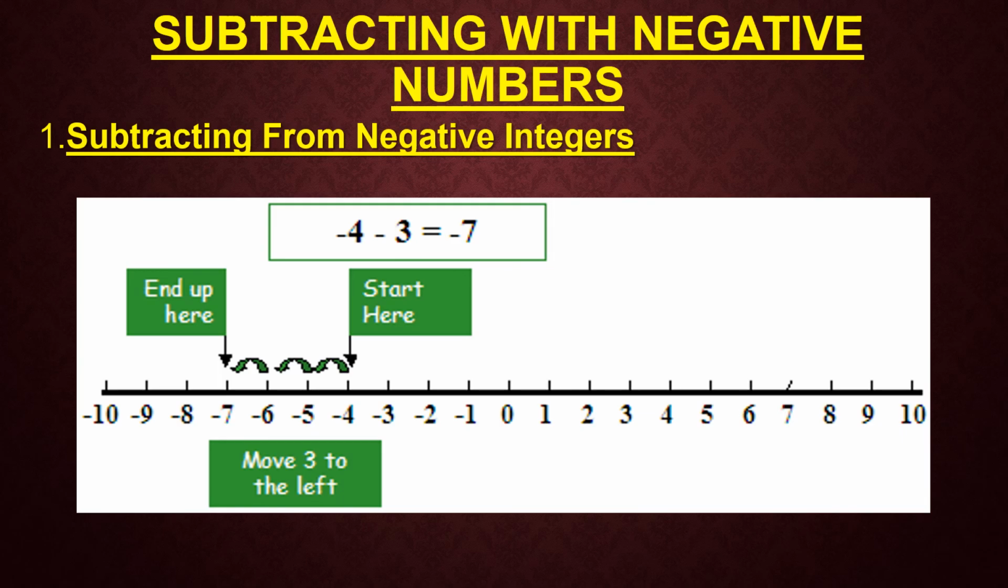We are subtracting 3 from minus 4. So we will start with the point minus 4 on the number line. When subtracting positive numbers using a number line, we move left on the line. So we will take 3 jumps towards left and we will reach at minus 7. Therefore, minus 4 minus 3 is equal to minus 7.